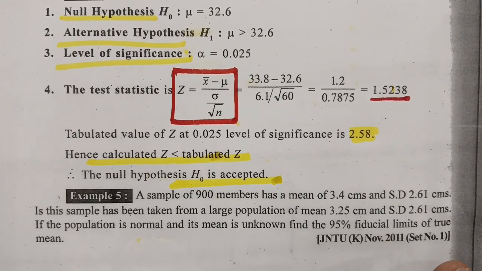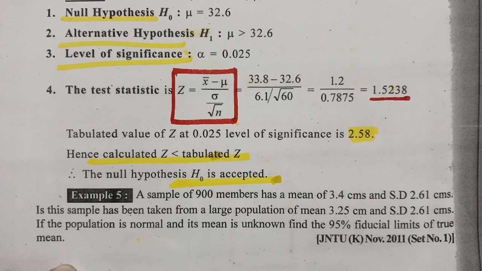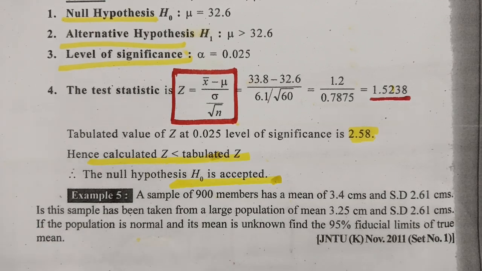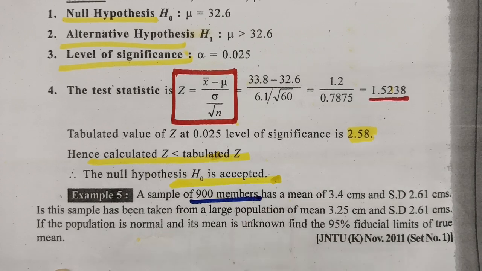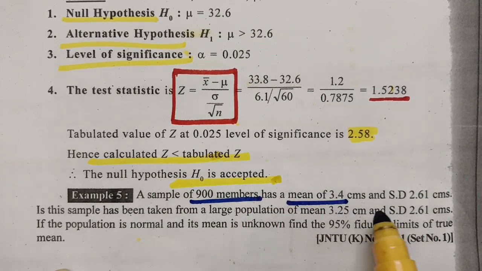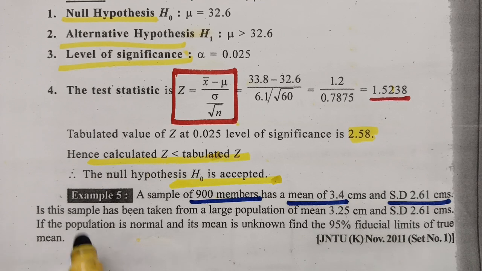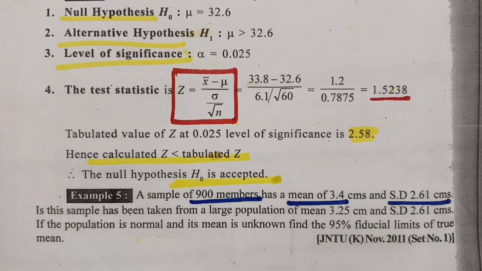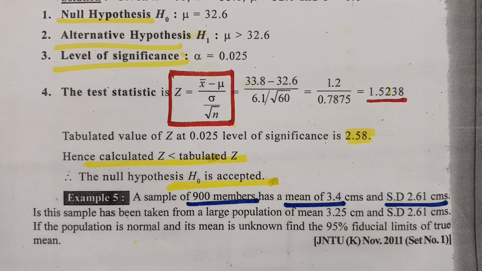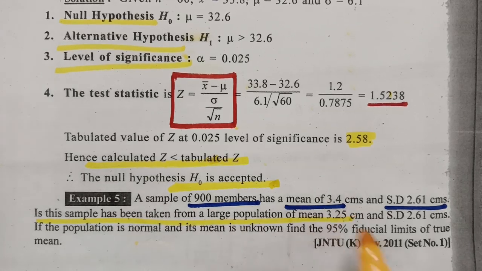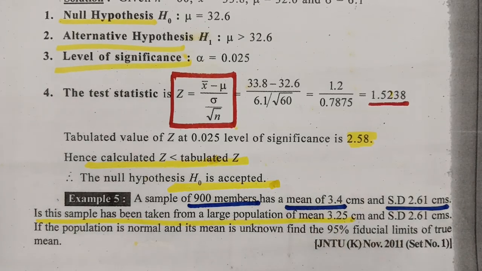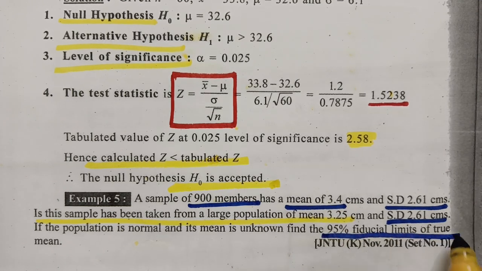Next one is the fifth question here. A sample of 900 members. Very clear, 900 members, it is a numeral I am underlining, has a mean of 3.4 and standard deviation is 2.61 centimeters. Is this sample taken from a large population of mean 3.25 with standard deviation again 2.61 centimeters? If the population is normal and its mean is unknown, find 95% fiducial limits of the true mean.